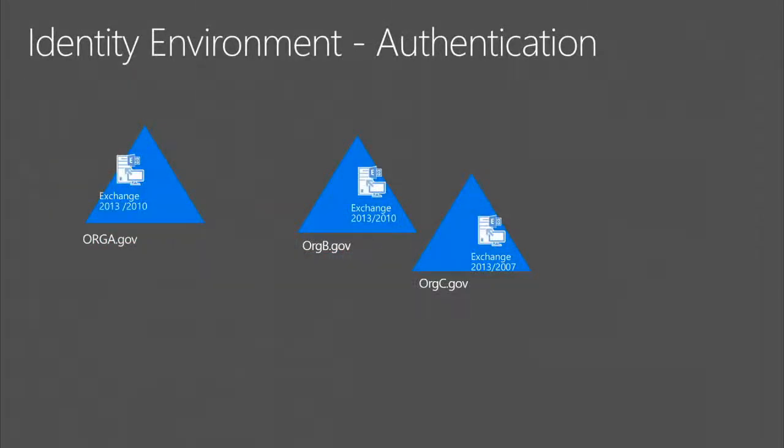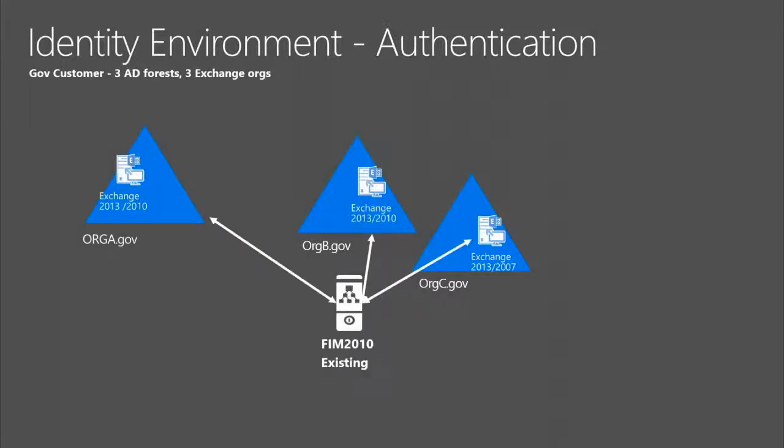So for the next couple of slides, I'm going to talk a little bit about a couple of multi-org customers, specifically one, which was a government customer with 3 AD forests and 3 Exchange orgs. So we can see we have org A, B, and C, Exchange 2010 and 2007. Each of the forests had user accounts in each of the environments. And they had the existing FIM 2010 server, as I mentioned, and they actually had trusts in place. Not everyone had it. You may or may not need them, depending on how you're going to do your authentication.